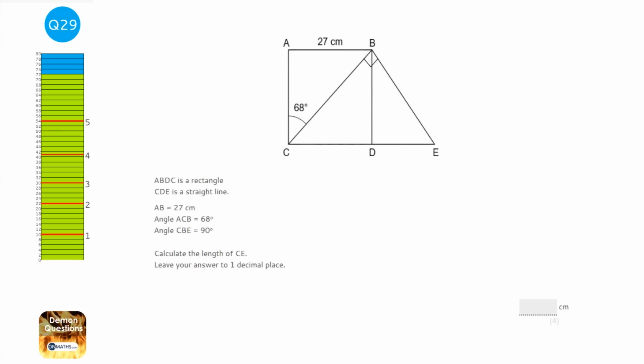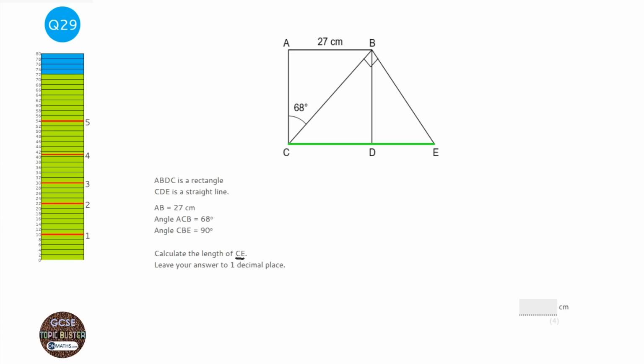Okay, so there's quite a few different ways you can do this question. I'm going to find out length CB, and then I'm going to, from that, find out length CE. So this question asks us for length CE. Now CE is the length that's shown at the bottom here. This is CE here. Okay, so that's the one we're trying to find. Now I'm going to first of all find out what CB is.